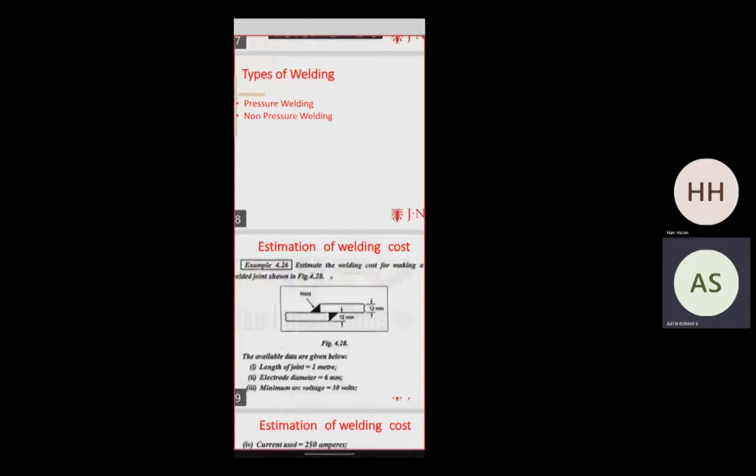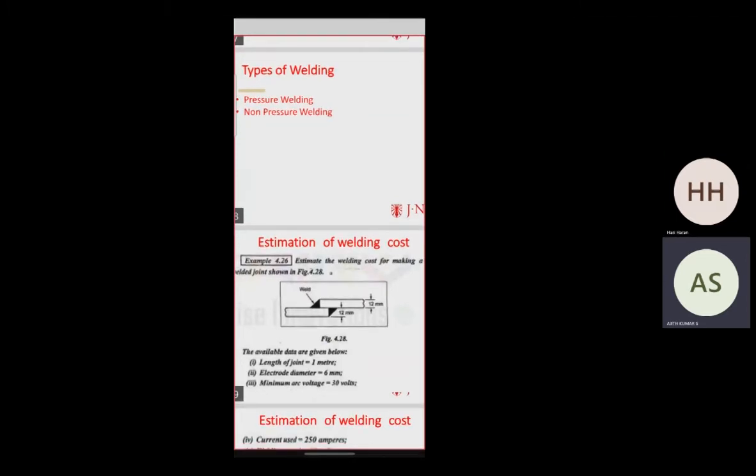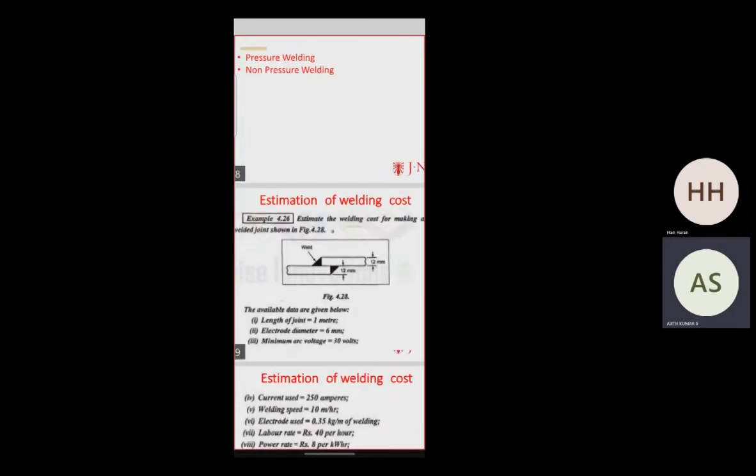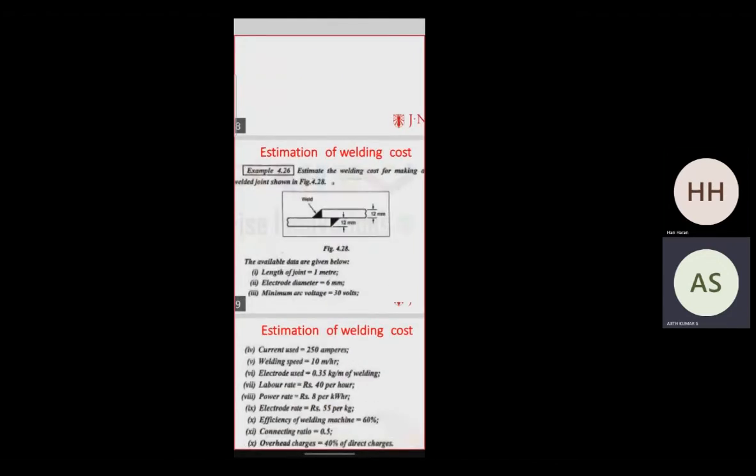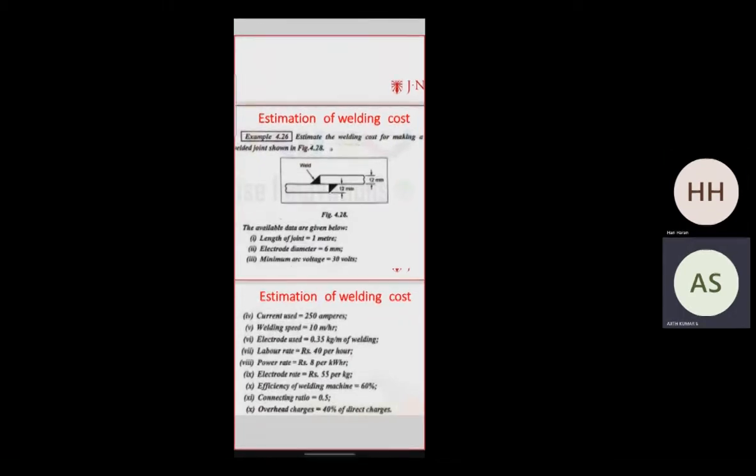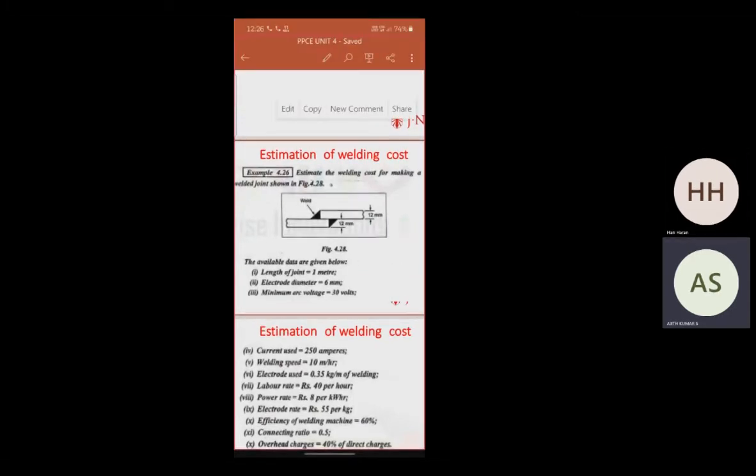Length of joint is equal to 1 meter, electrode diameter is equal to 6 mm, and the minimum arc voltage is equal to 30 volt. Current used is equal to 250 amperes. Welding speed is equal to 10 meter per hour, and the electrode used is equal to 0.35 kg per meter of welding. Labor rate, that is labor cost, is rupees 40 per hour, and power rate is rupees 8 per kilowatt hour, and the electrode rate is equal to rupees 55 per kg. The efficiency of the welding machine is equal to 60%, and connecting ratio is equal to 0.5. Overhead charge is equal to 40% of direct charges.